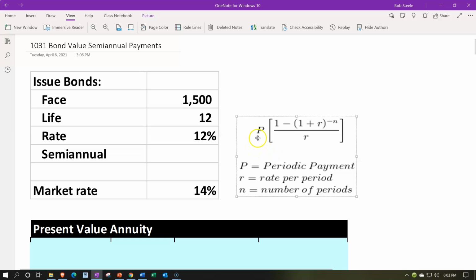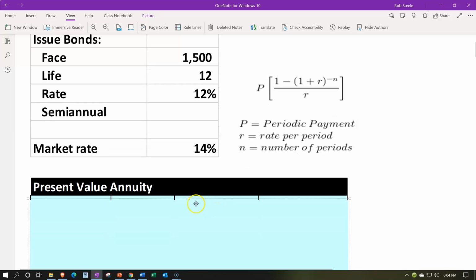We could see it in terms of our calculation formula. That would be P times 1 minus 1 plus R to the negative N over R. P then is going to be that 1,500 times 12%, but then divided by 2 because semi-annual. And then we'll multiply that times 1 minus 1 plus R, the market rate, 14%, but then divided by 2 because it's semi-annual, to the negative N, the number of periods, which would be 12, but that's years. We're assuming years here. Multiplied times 2 because we're talking 6-month periods, would be 24 periods of 6 months, divided by R, also once again the market rate at 14%, but need to divide it by 2 because semi-annual.